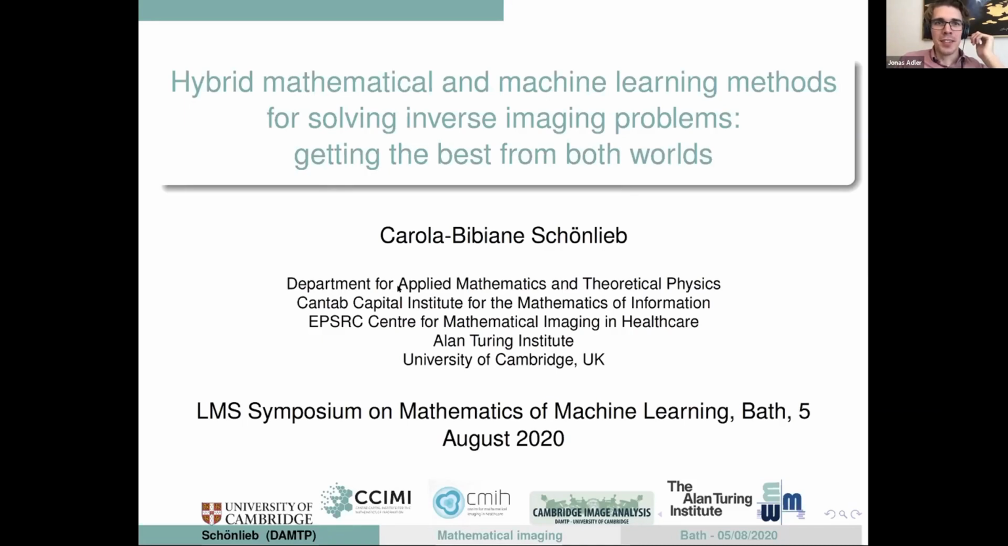So the final presentation of today is from Carola, and Carola is a professor at the University of Cambridge. And her background has mostly been in imaging and all of these other things, but she has an enormous width, and she's done optimization, and recently she's been doing quite a bit of machine learning as well. And of course, when Carola tries something, she doesn't just do it a bit, she does it properly.